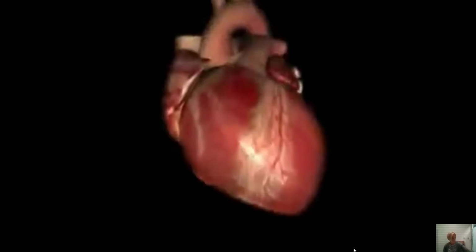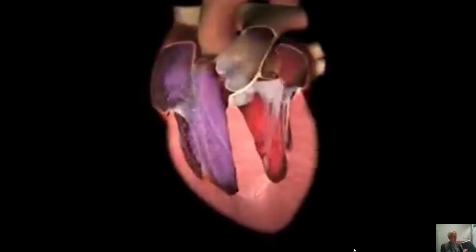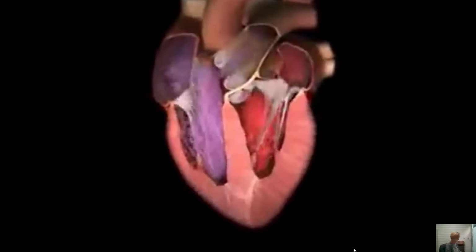The heart is a muscle about the size of your fist. It lies behind and to the left of your breastbone or sternum. The purpose of the heart is to pump blood through blood vessels, arteries, and veins to all parts of your body. The inside of the heart is divided into 4 chambers.